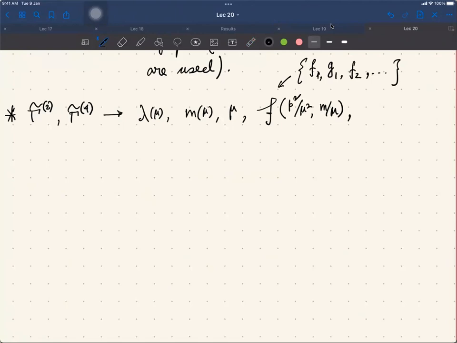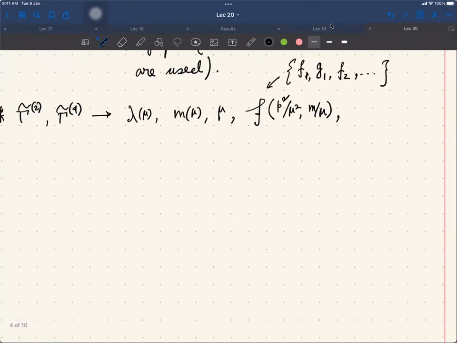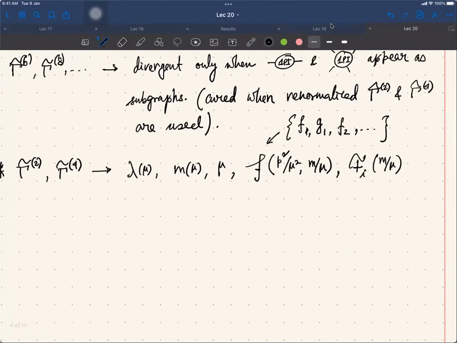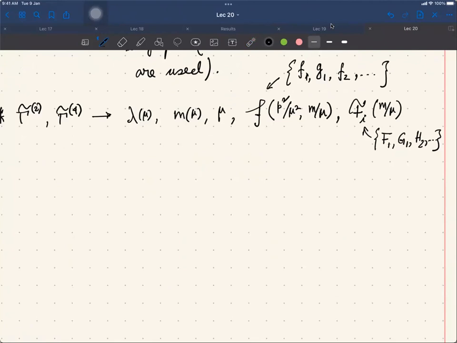And there is a set of infinite number of unknown finite ambiguities coming from the counter terms, and this is the set of, so let me write it here, set of F1, G1, H2, and so on. Okay, so this mu is completely arbitrary.